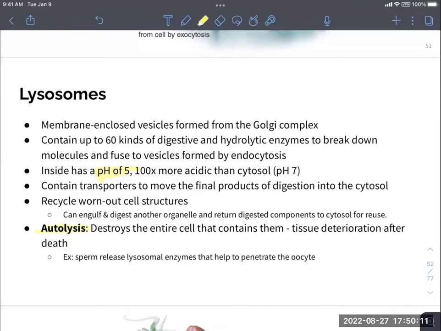And that helps when the cell is dying or the cell is worn out. The lysosomes will trigger autolysis. Sperm is a great example because they release some lysosomal enzymes that help to penetrate that oocyte, because whatever sperm gets there first is the one that gets to penetrate that oocyte and produce a zygote.